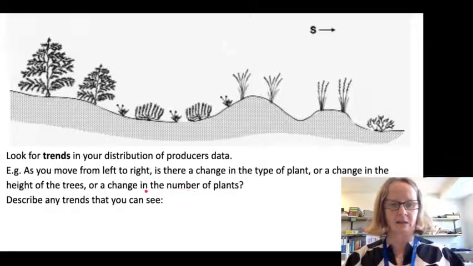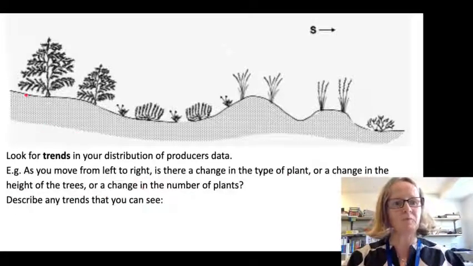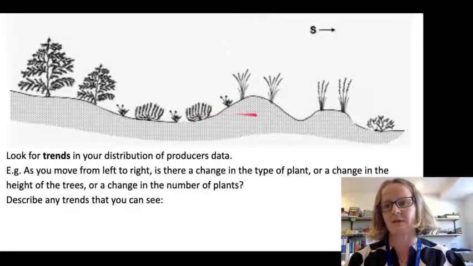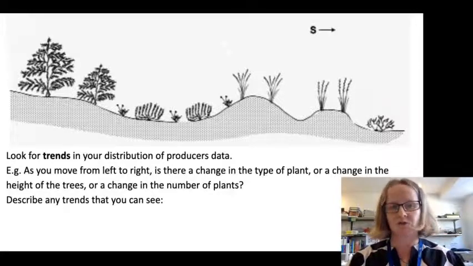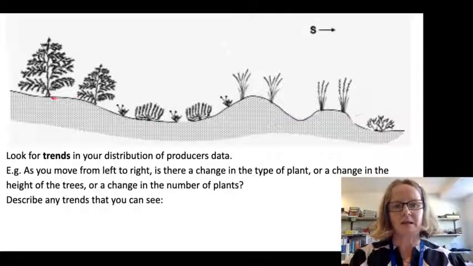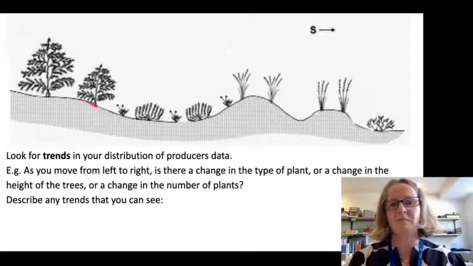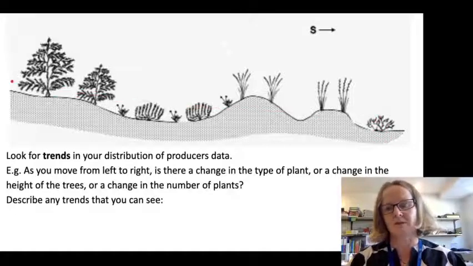So if I use this diagram as an example, as you move from north to south, there is a change because there are high trees in the northern end, whereas there are no trees on the southern end. So that is a change in the trend or the pattern, that as you move from north to south, there are no high trees in the southern end. Another trend would be that there are shrubs that can be found more towards the southern end. So no shrubs in the north, more shrubs to the south.